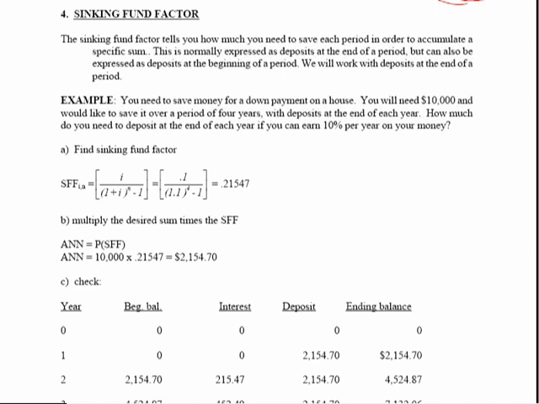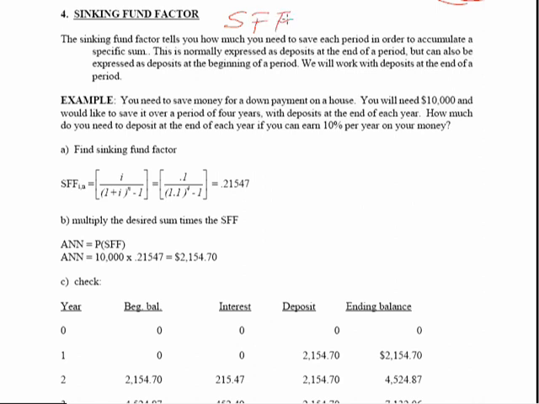But the first one here is sinking fund factor, and the sinking fund factor is kind of the Ringo Starr or the drummer. It kind of gets overlooked. Present value and future value get all the attention, and the mortgage constant is pretty important also. But let's not forget about the sinking fund factor. It can be very useful.